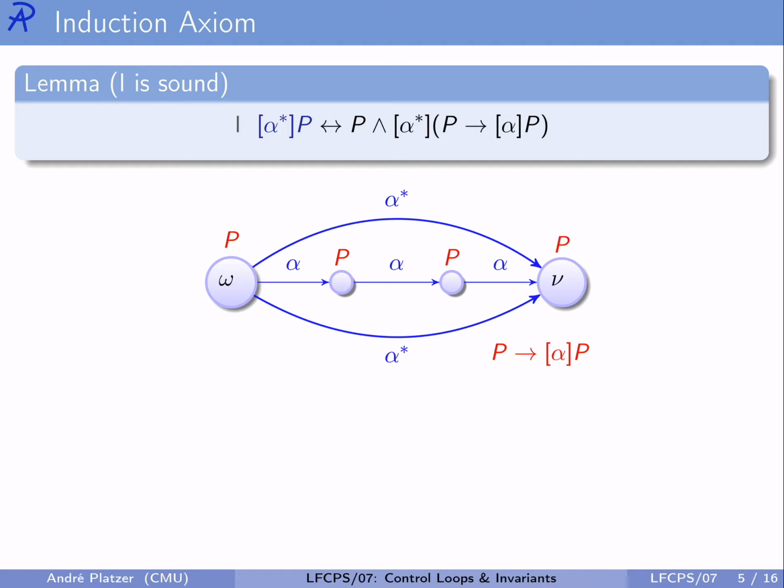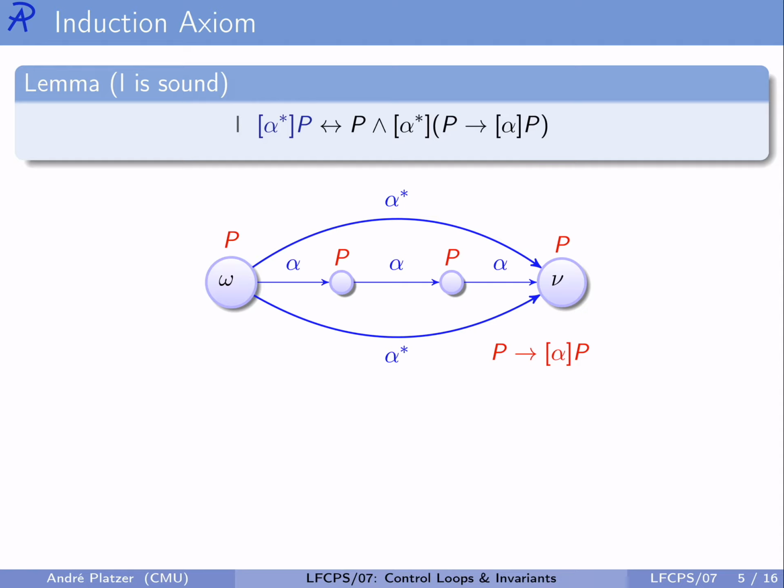This is the induction axiom that says we're always safe after repeating alpha any number of times if we start safe, and if, no matter how far we have already repeated alpha, if we are still safe, then we're safe after one more round of alpha, no matter how alpha is running. Beautiful axiom. And what's the catch with it?